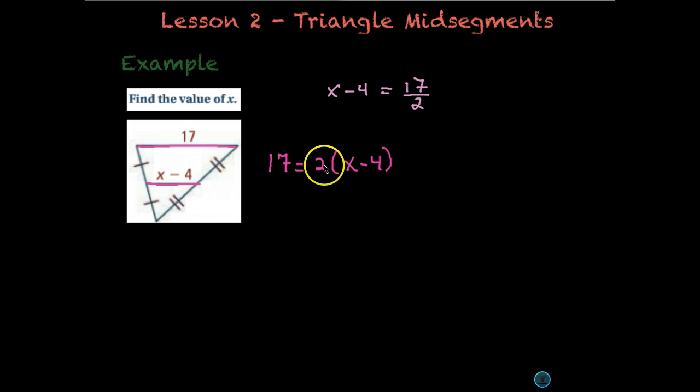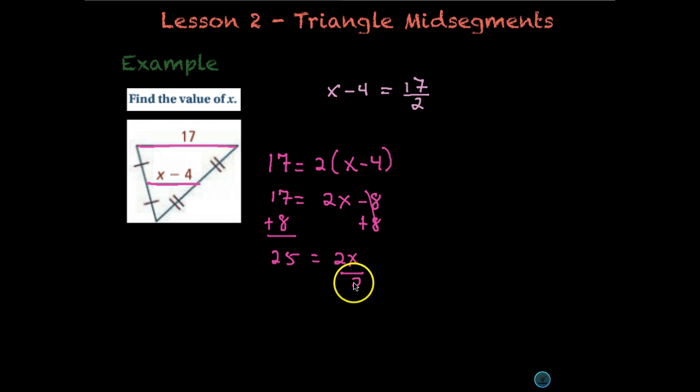If we have a relationship where 2 is on the outside of the parentheses, we need to distribute in order to simplify. So we would get 2x minus 8. Then we would just add 8 to both sides. And we would end up with 25 is equal to 2x. If we divide by 2, we get 12.5. So we know that x is 12.5. We could plug x into here, and we should get half of 17, which is 8.5. And so 12.5 minus 4 is in fact 8.5.